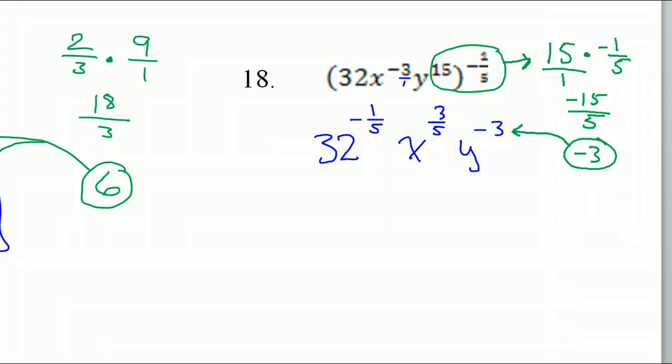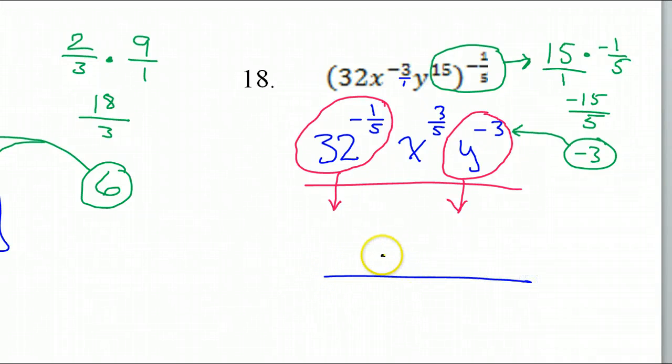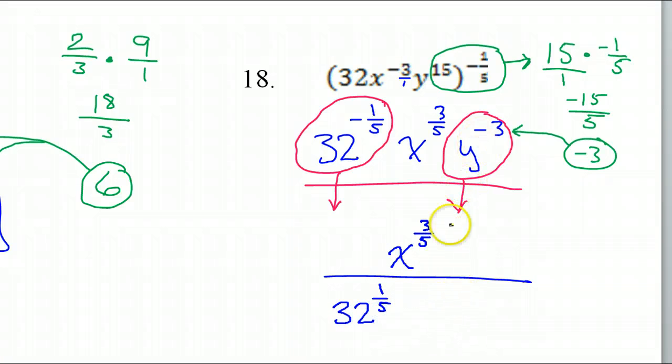Now, anything with a negative exponent is going to move to the other side of the invisible fraction. So this has a negative exponent, and this has a negative exponent. And here is the invisible fraction. So both of these have to drop down. Okay, so that is going to leave me with, in the numerator, x to the 3/5 power. In the denominator I have 32 to the 1/5 power, and y to the 3rd power.